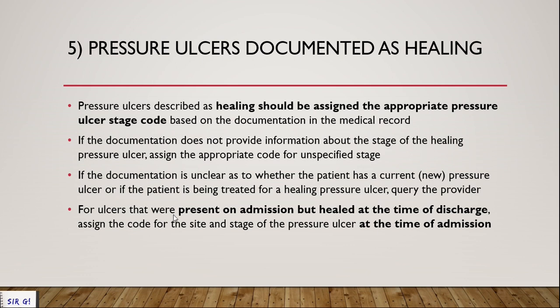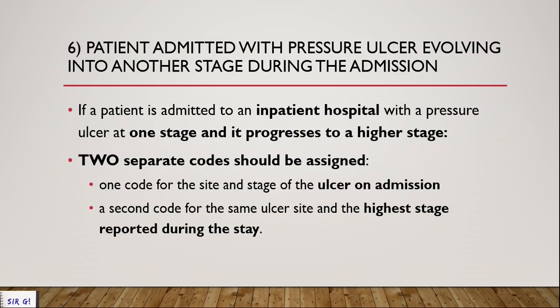But for ulcers that were present on admission but healed at the time of discharge, use the stage at the time of admission. Okay, what if the patient is admitted with a pressure ulcer that evolves into another stage during the admission? If the patient is admitted to an inpatient hospital with a pressure ulcer at one stage and it progresses to a higher stage, which may also happen most of the time, we have two separate codes.